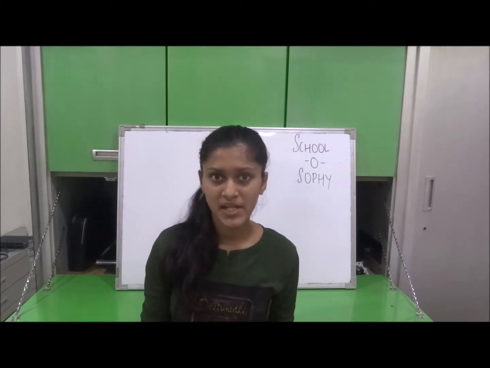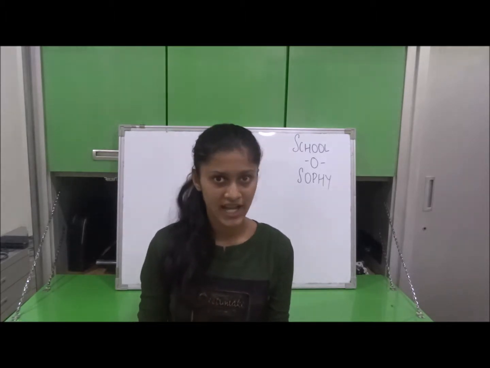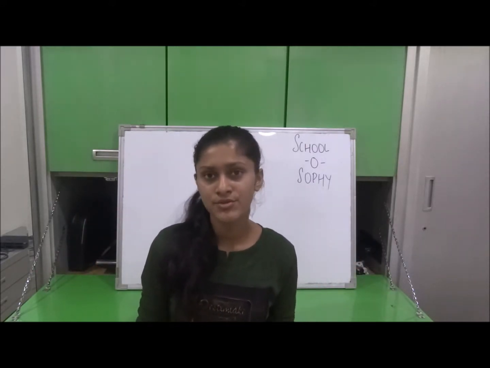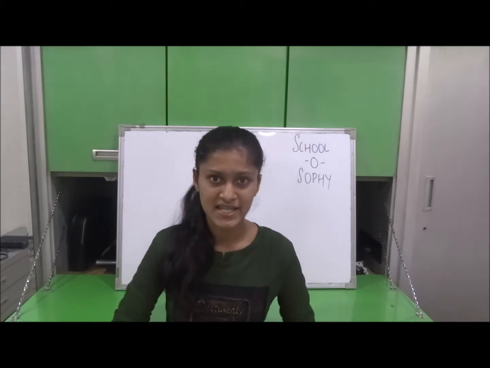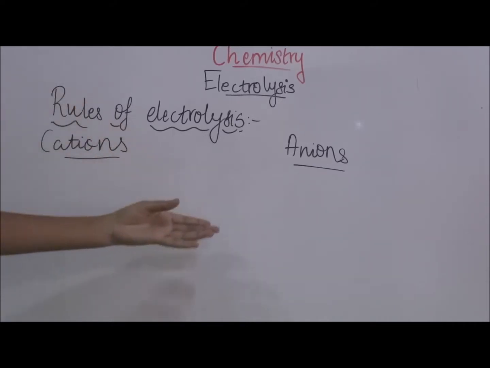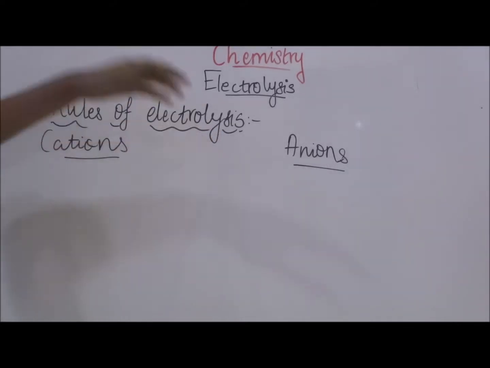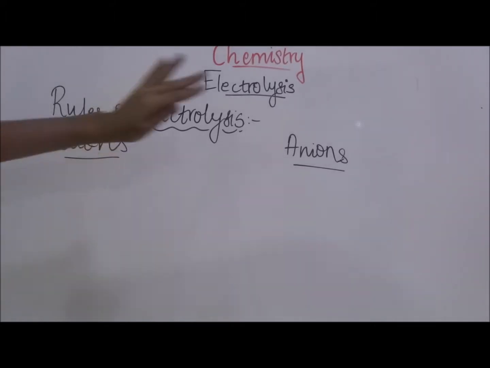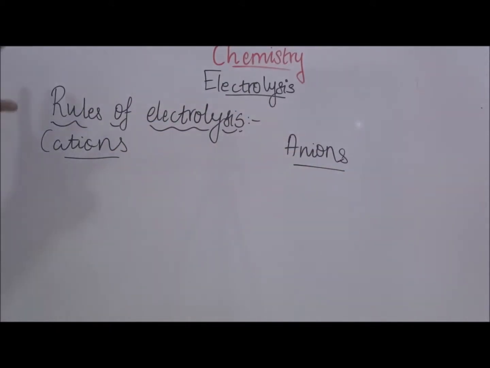So in my previous video I gave a basic introduction to electrolysis, and in this video I am going to talk about the main rules which are needed for electrolysis. So let's start. In this video we are going to talk about rules of electrolysis. Now, as I explained in my previous video, electrolysis takes place for ionic compounds, and there are two types of ions present in the compounds: cations or the positive ions and anions or the negative ions. So the rules of electrolysis are basically confined to these two types of ions.